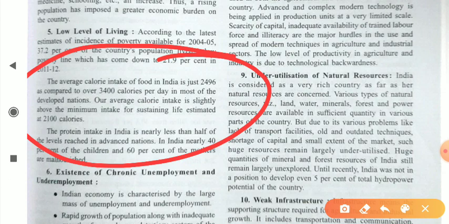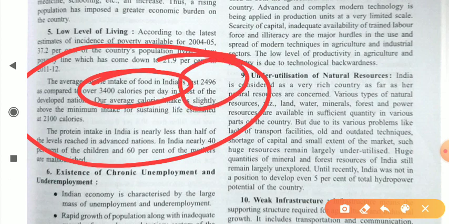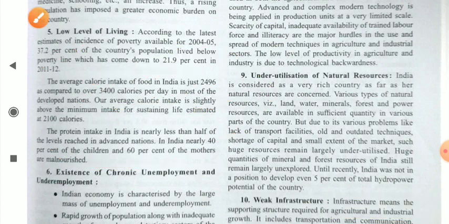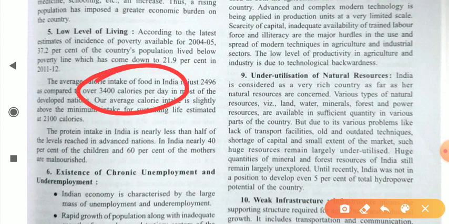So in most of the developed nations, the calorie intake is 3400 per day as compared to our India, which is 2496. You can see the difference is too huge. In the world it is 3400 and in India 2496, so the gap is high.